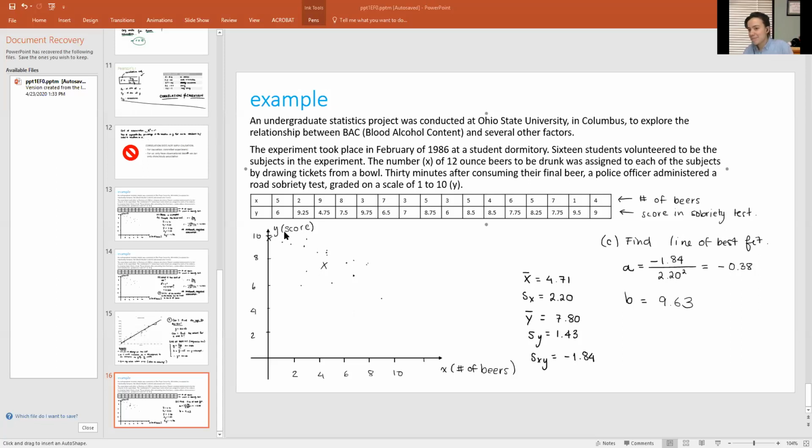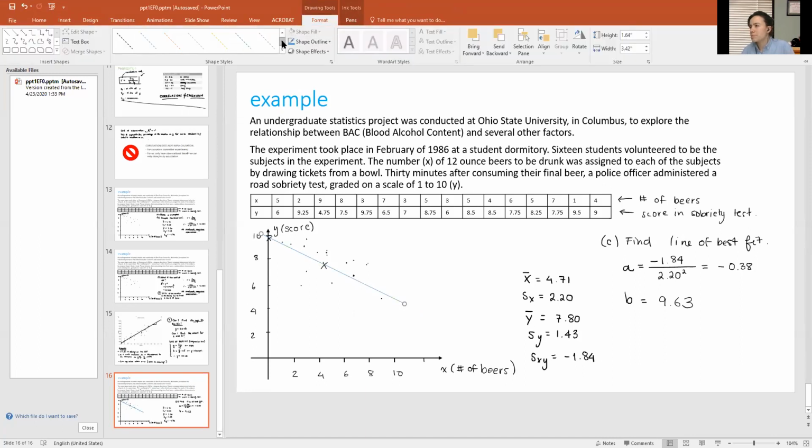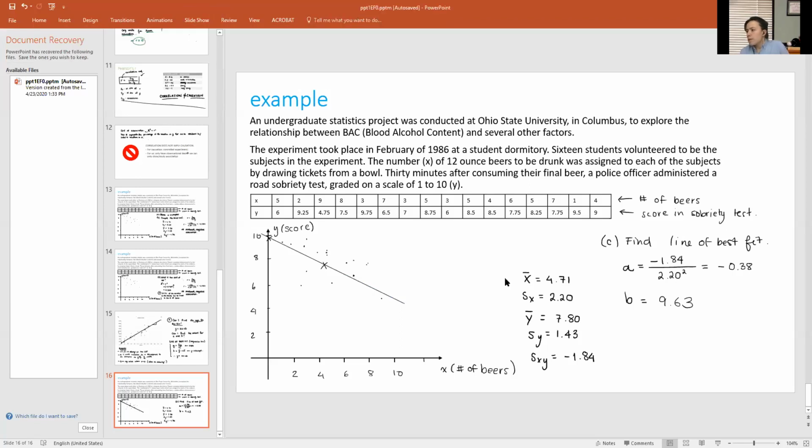All good? Okay. And then our line is going to pass through these 2 points. Right, which seems like a pretty good fit to what we have in the graph. Okay, does everybody understand this?